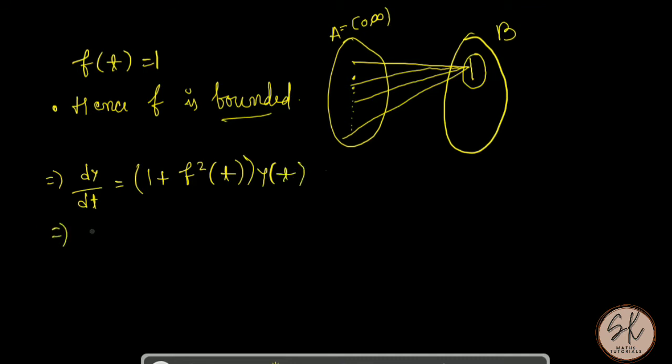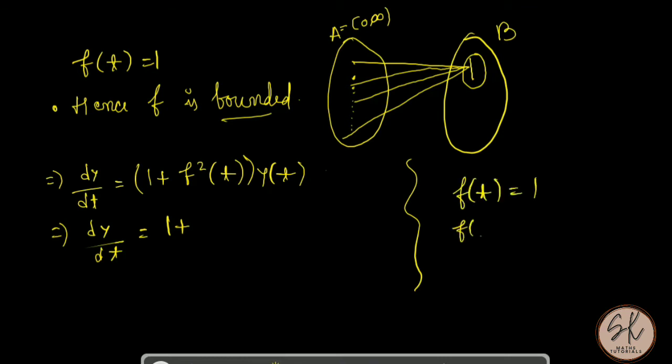Then dy/dt = 1 + f(t) is 1, then f²(t). f²(t) is nothing but f(t) whole squared. See, f(t) is equal to 1, then its whole square will be 1 only. And this is only f²(t). Both are equal, so this is again 1 into y. We can write y(t) as y for solving it.